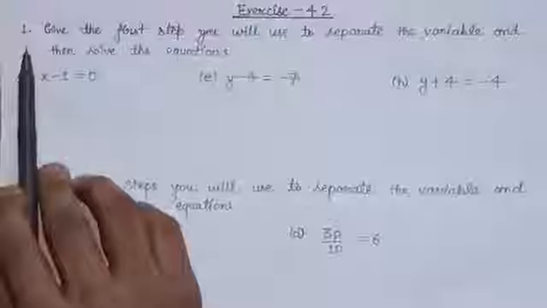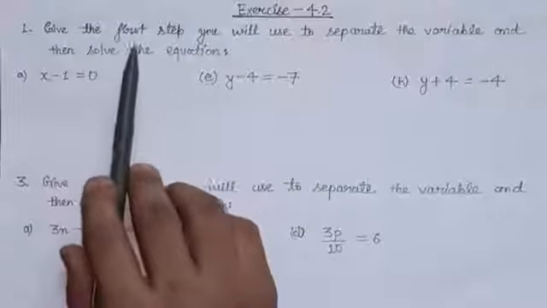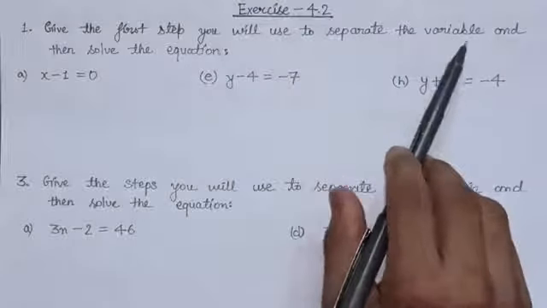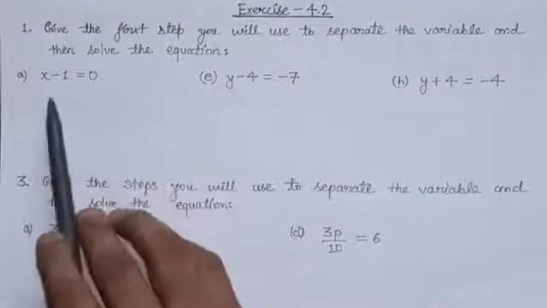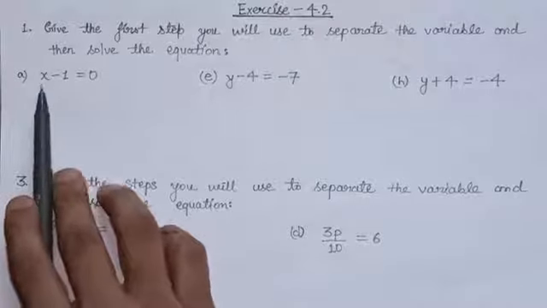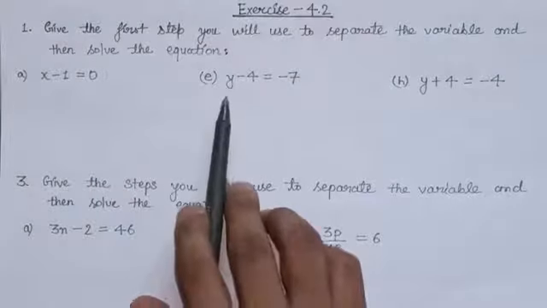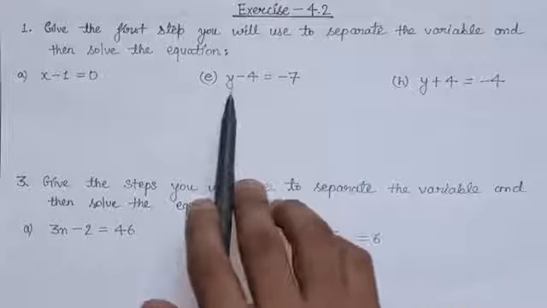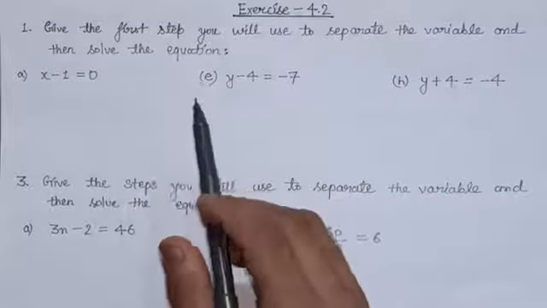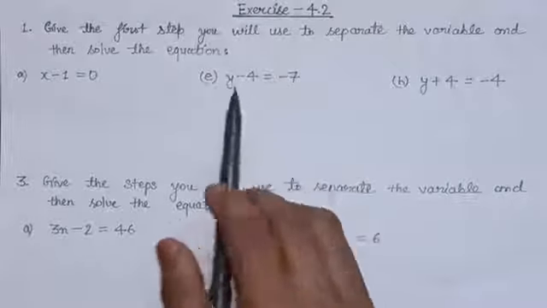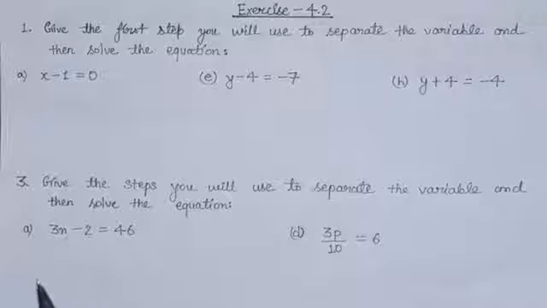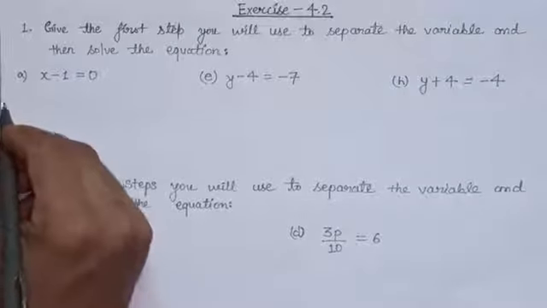So our first question is: give the step you will use first to separate the variable and then solve the equation. We have the following parts. In this part you can see that x is the variable, and in these two parts y is the variable. So we have to give the step that we follow in order to separate the variable x and y from these parts. Let us see the solution.